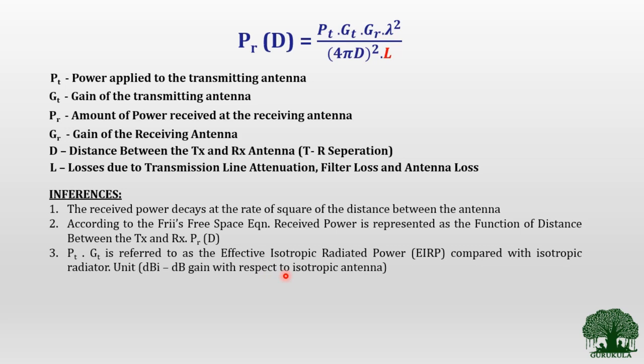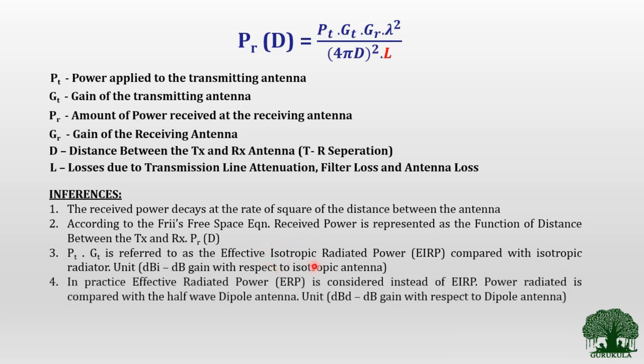And sometimes we will not be using an isotropic radiator in practical situations, and instead we will be using a half wave dipole antenna. In such cases, we take ERP, which means effective radiated power, instead of effective isotropic radiated power. If you consider effective radiated power, the radiated power is compared to a half wave dipole antenna instead of an isotropic antenna, and then the unit will be dBd, which means dB gain with respect to a dipole antenna. So these are the various inferences which we could get from Friis's equation.